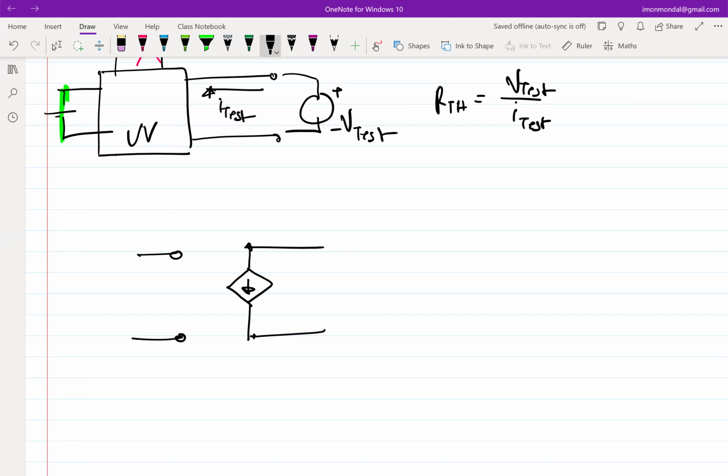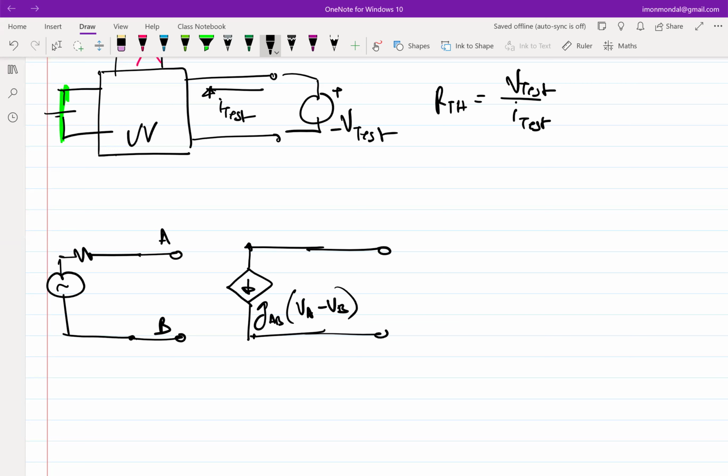And I name it G, as in conductance. So let's say this is terminal A, this is terminal B. This is G_AB times (VA minus VB). And I apply a voltage source here. This is the input, this is RS. And let's further assume that these two terminals are shorted to ground.